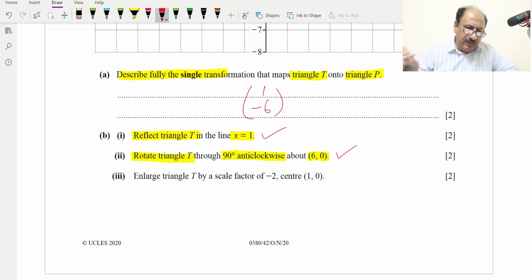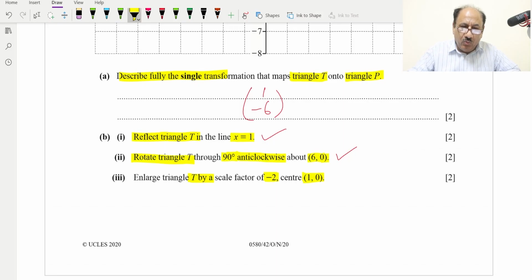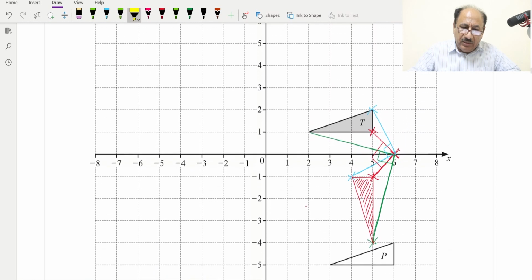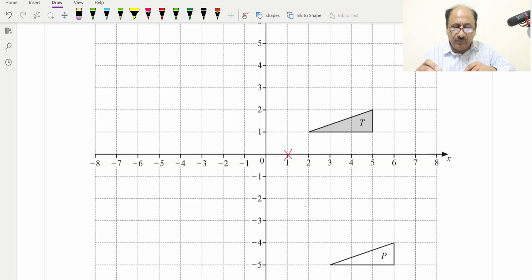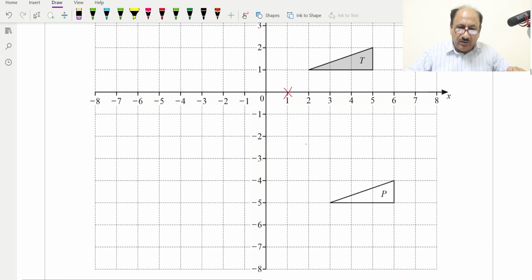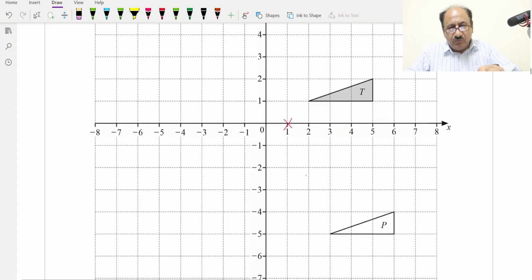Now B3, enlarge triangle. Now we have to enlarge triangle T by a scale factor of -2, and the center of enlargement is 1 and 0. First of all, we will reach 1 and 0, and 1 and 0 is basically this point. I will mark it for you, and this is 1 and 0, and I will erase this previous working so that we cannot be confused. So this is basically the center of enlargement, and we have to draw -2.